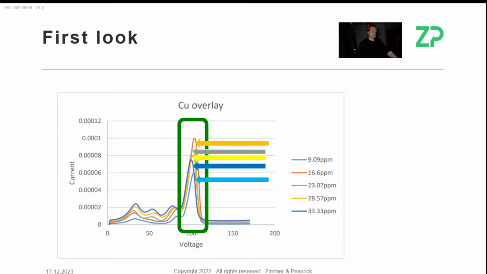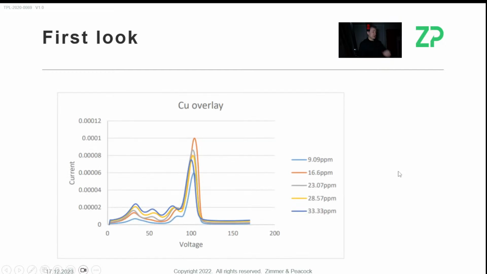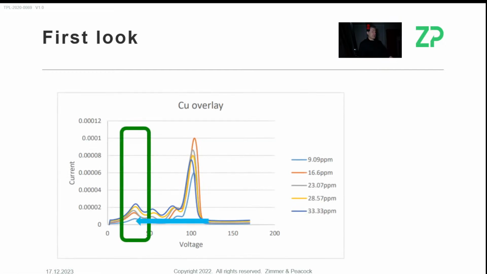I do recognize that in this particular peak you don't have linearity with concentration. But if I look at this peak, your lowest concentration, 9 ppm, is here. Your second highest concentration is here. Your third highest is here. Your fourth highest is here. And your fifth highest is here. Boom. Therefore, I'm happy.